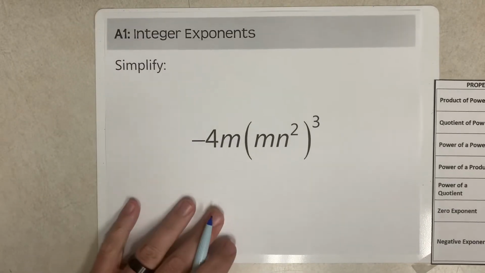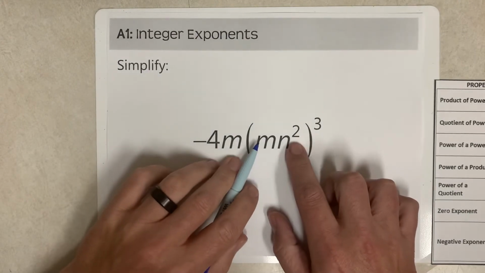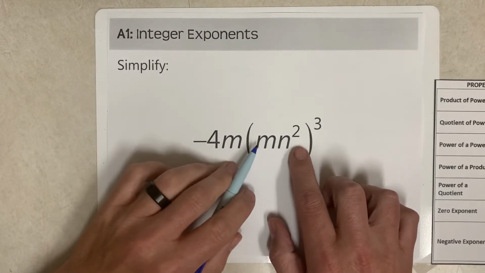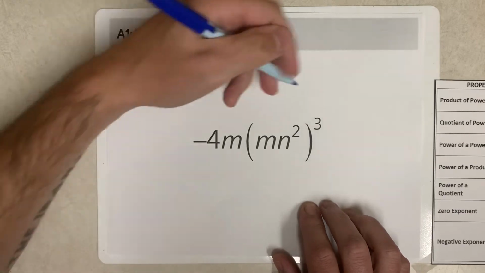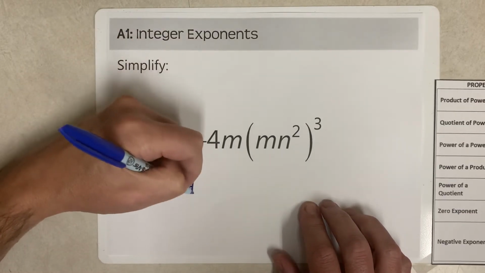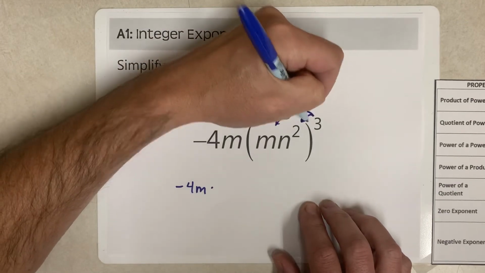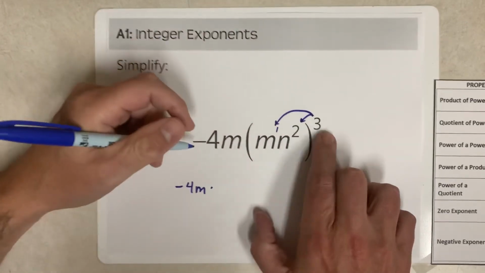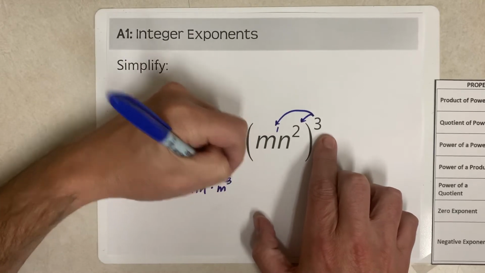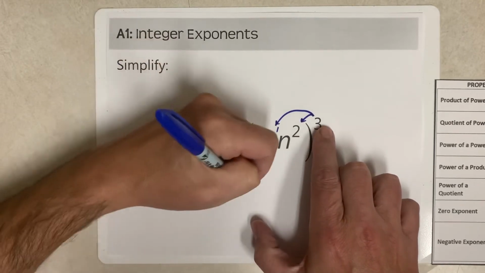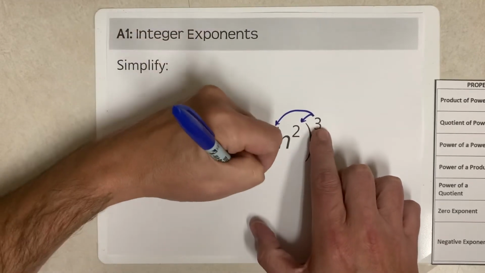Okay, in this one, everything's being multiplied, but I need to do this first, and even the order of operations says I need to do this first. So the negative 4m has to kind of hang out here. So I'm going to say negative 4m times, okay, let's distribute, m to the first power cubed is m cubed, and n squared cubed would be n to the 3 times 2 is 6.